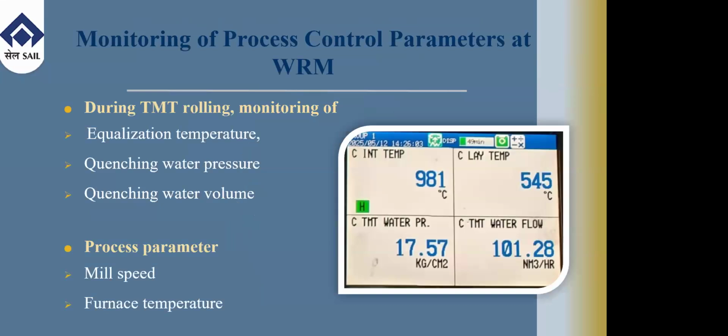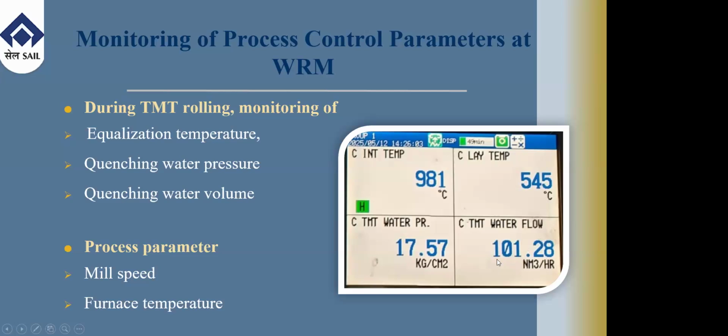As being at RCL, we are also monitoring the process in the wire rod mill. We are monitoring the levels of equalization temperature, that is the laying head temperature, and the quenching water pressure. In the water quenching process, how much water pressure we are applying for the quenching, and how much water volume we are applying, that we monitor for the TMT. And the process parameters like mill speed and furnace temperature, this also we monitor. This is one of the examples.